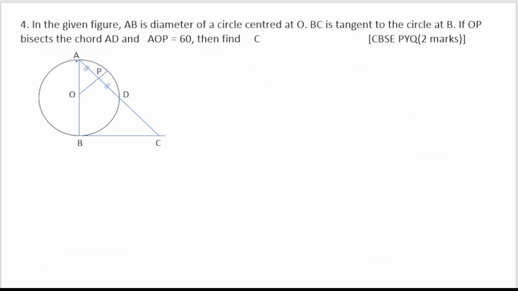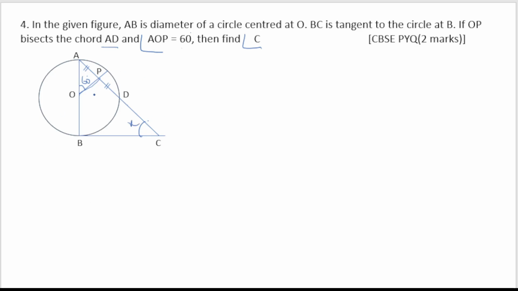Okay. Next one. In the given figure, AB is the diameter of a circle centered at O. BC is tangent to the circle at B. If OP bisects the chord AD and angle AOP is 60 degrees, this is 60 degrees. Find angle C. We have to find this angle C.